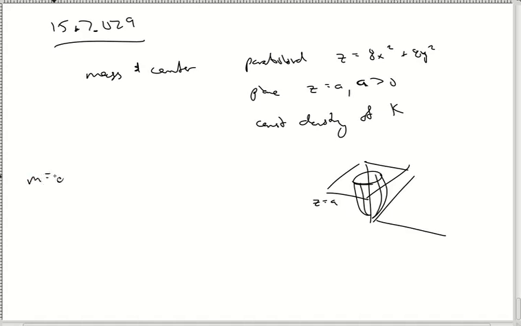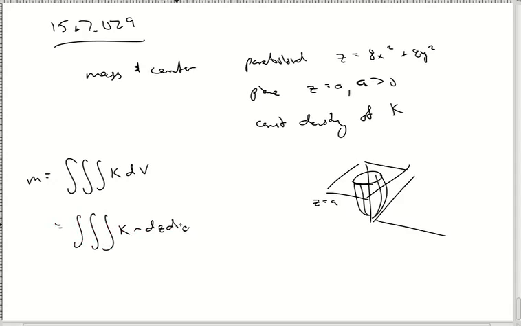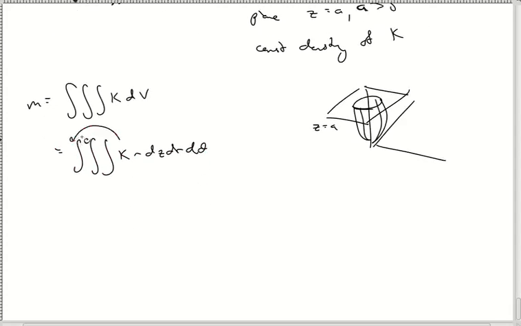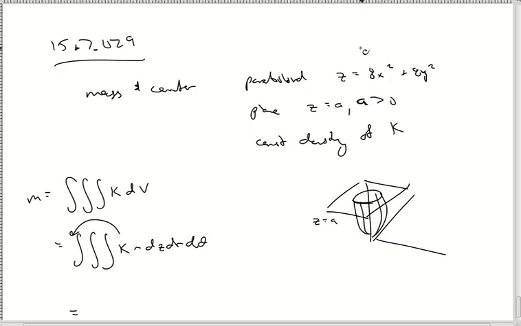So my mass would then be triple integral k dv. Well, again, we've already seen this. K r dz dr d theta. Okay. The k can just come to the front. You don't really need that. So some things, notice that this right here would be 8r squared. And then notice that this plane is on the top while the paraboloid is on the bottom.